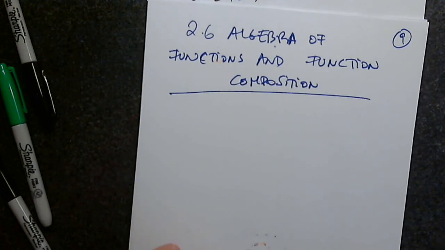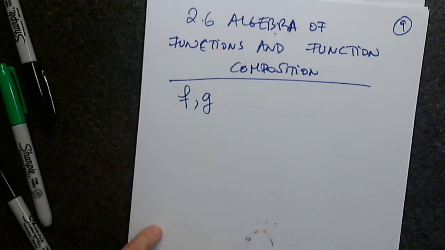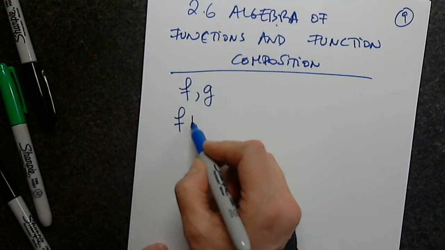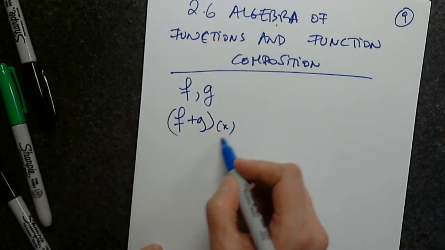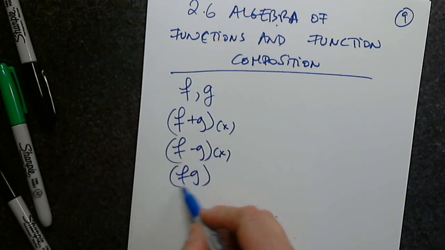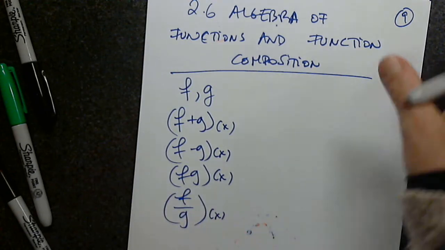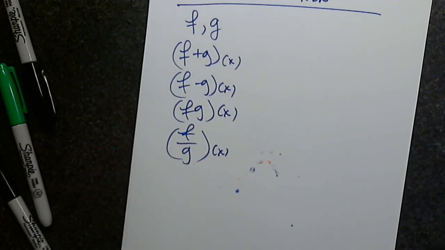We've seen this, I'm sure, in other courses. We are given functions f and g. We have two functions, and we want to create their sum. We want to create their difference. We want to create their product, and we want to create their ratio. That's how functions get created.